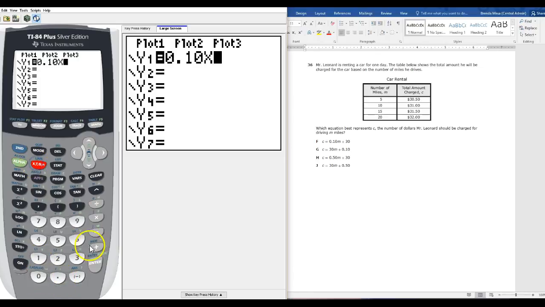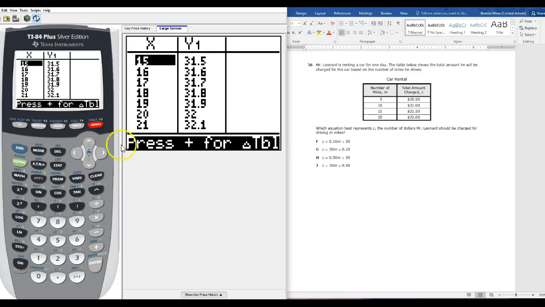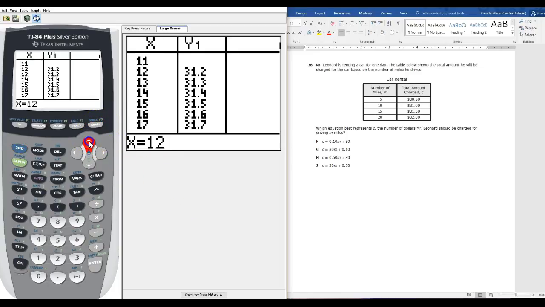0.10 x plus 30, and since I'm looking for a table, I'll go to second graph, and oops, my table is set kind of high there, so I can scroll down, okay, and I'm going to look at 5, and 5 is 30.5, $30.50, okay, and that matches there.